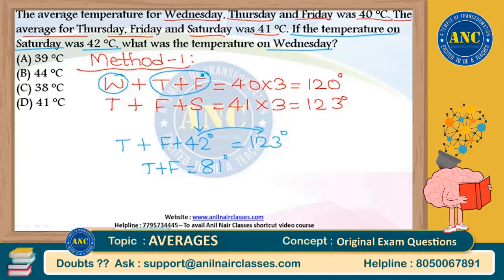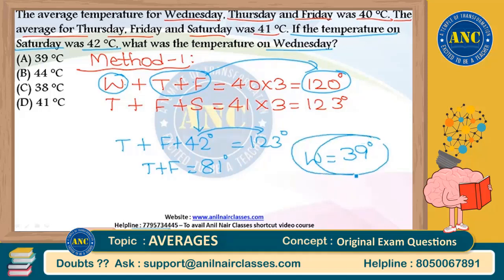Substitute it here. So Wednesday plus 81 is equal to 120. So Wednesday will be 120 minus 81. This will give me 39 degrees, right? That means the answer for this question is, Wednesday is having a temperature of 39 degrees. This is my method 1, which is also a good method, but wherever possible we will try to avoid this method, which is actually given in almost all the textbooks. I believe the idea is clear, sir.